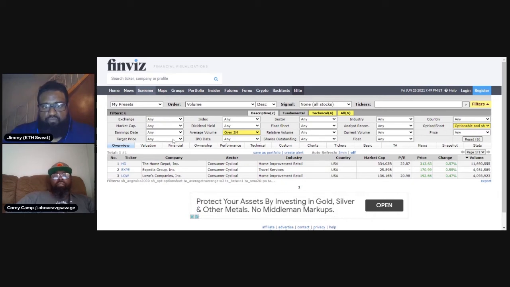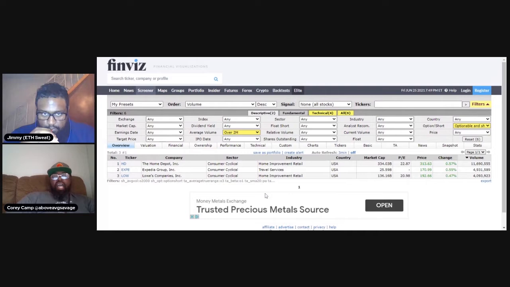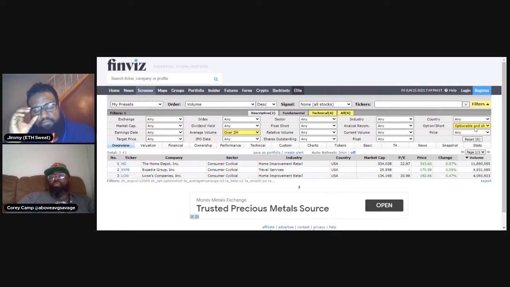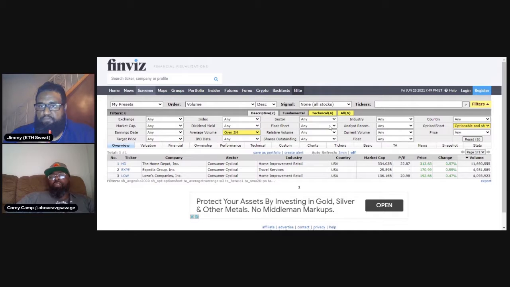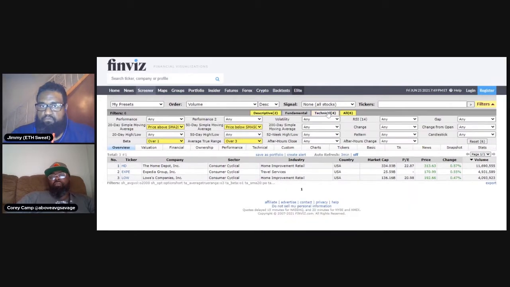Yeah. So basically, what I do when I'm doing my screener is I'm looking for high volume, so volumes over 2 million. Make sure that it is optionable, and then this is the charts telling me without the charts.